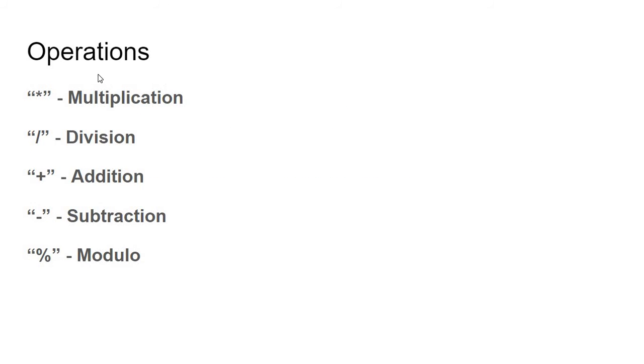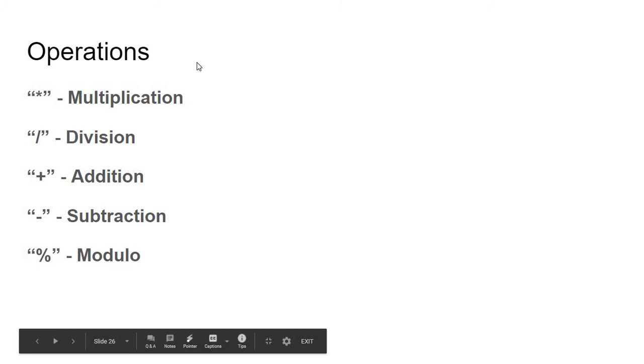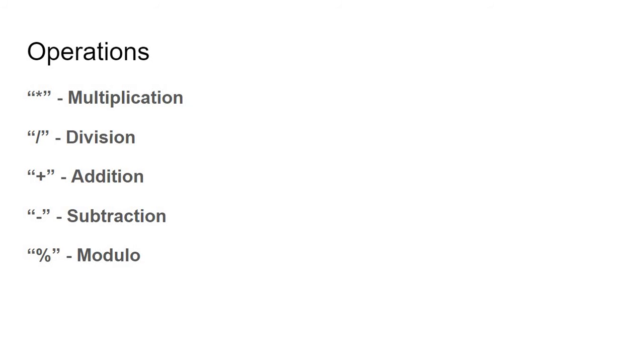Okay, continuing on. As you probably know, there are many mathematical operations for computers. Computers are very good calculators. You should remember that because it will be very useful while making your programs. So this asterisk is the symbol for multiplication. The slash sign is the symbol for division. The plus sign is for addition.